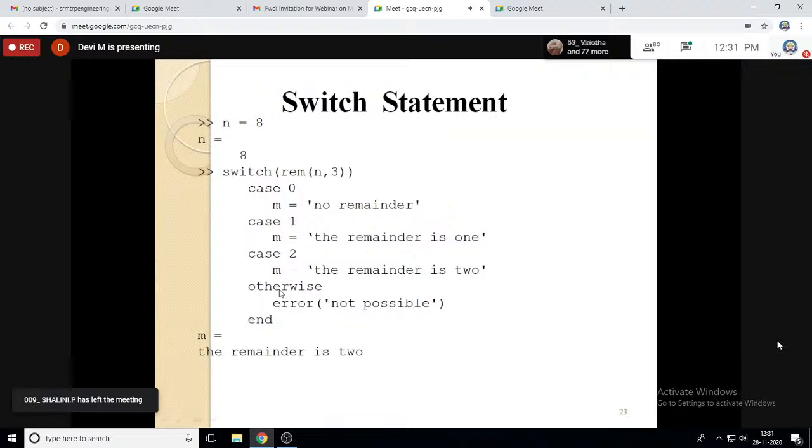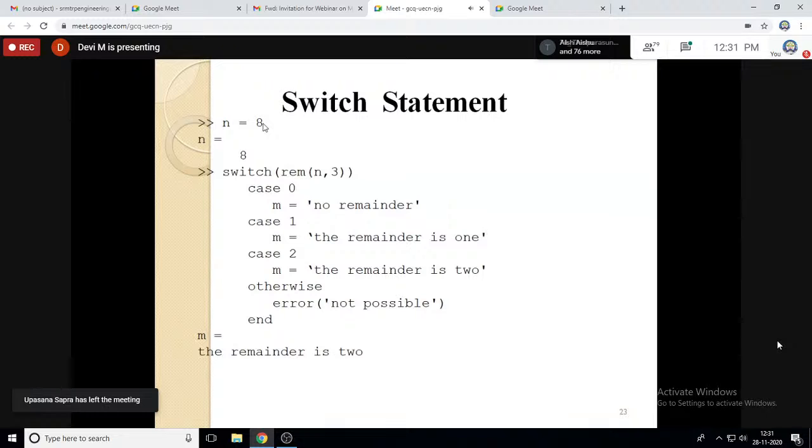When does this error occur, ma'am? If you are giving n equal to a, any alphanumeric values, or if you are including any text files or inputting any video files as an input, then you will get the error not possible. So this is what happens in loops and all.